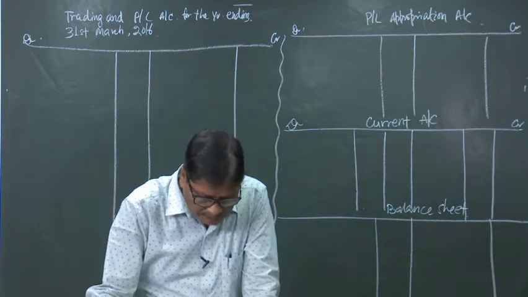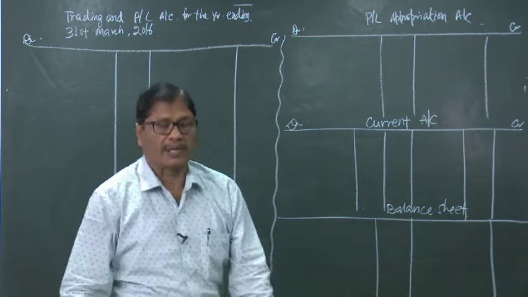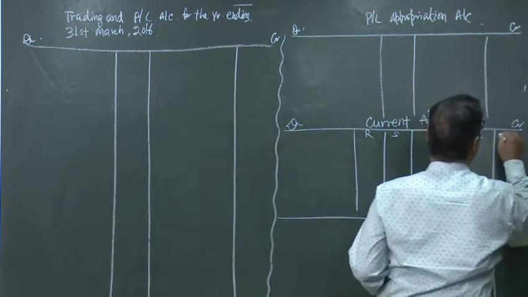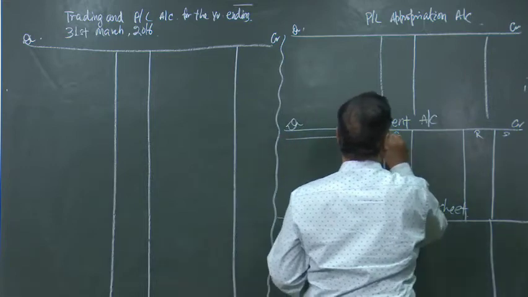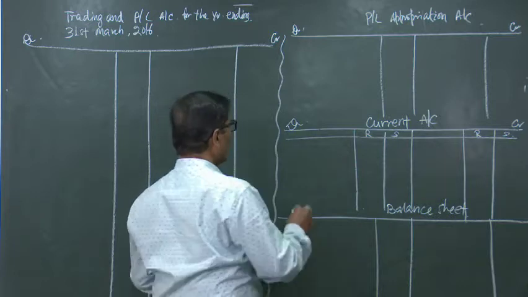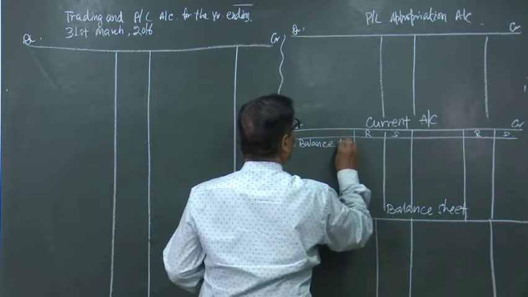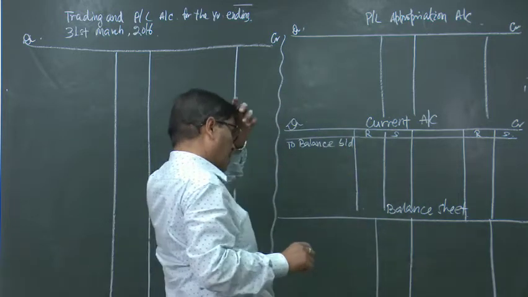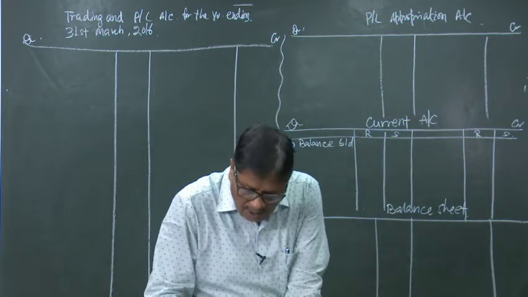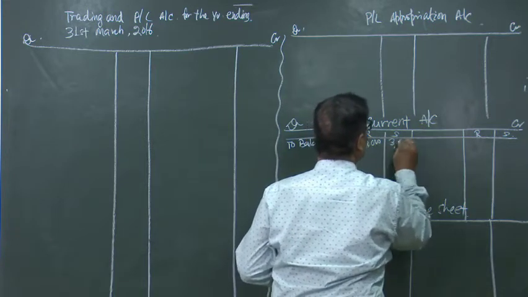First of all, Ramesh's current account 10,000, Sundar's current account 3,000. We can prepare one Ramesh and Sundar column. The current account balances are on the debit side. So, we can write to balance brought down. If it would have been credit balances, it would have been by balance brought down. So, to balance brought down, Ramesh 10,000 and Sundar 3,000.